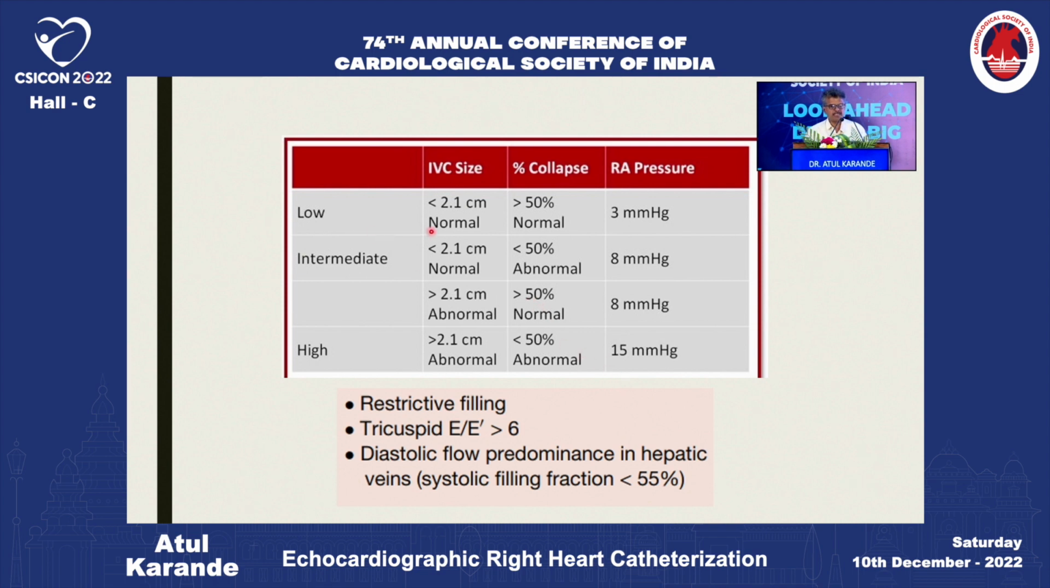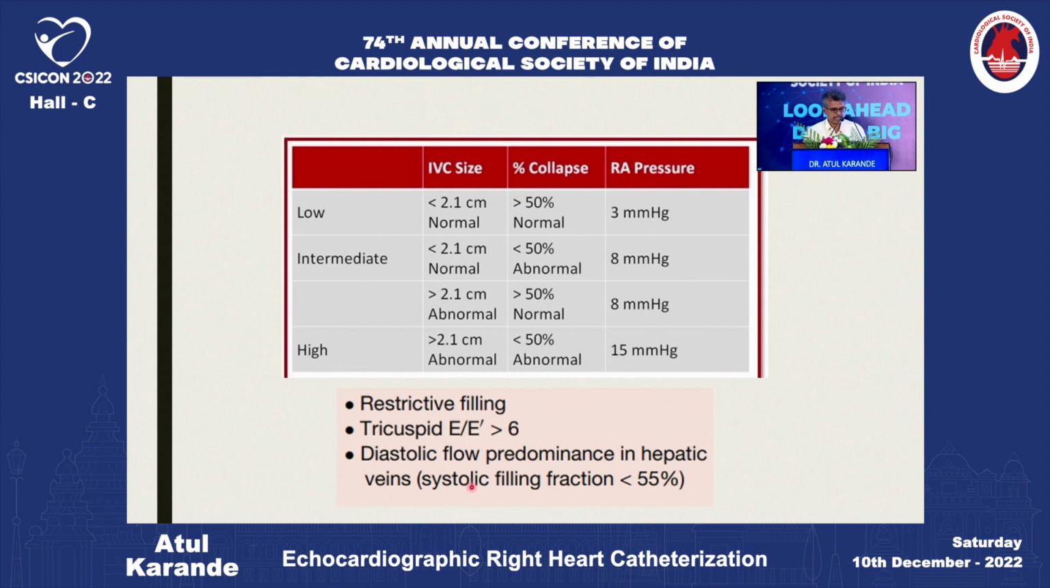If the size of IVC is less than 2.1 cm and collapse is more than 50%, then the RA pressure is 3 mm of mercury. If IVC is more than 2.1 cm and collapse is less than 50%, the RA pressure is 15 mm of mercury. And if only one parameter is abnormal, then the RA pressure is 8 mm of mercury. Now, this scheme is less reliable for the intermediate values of RA pressure. So, for that, we should utilize additional parameters.